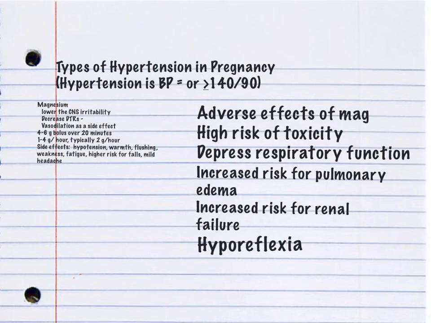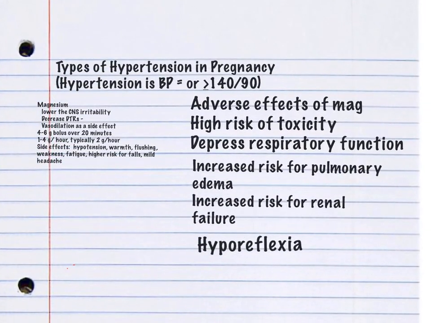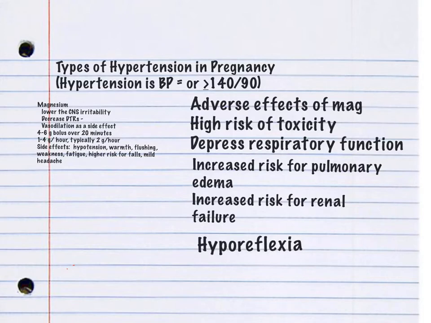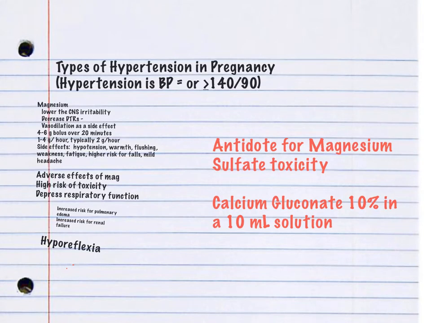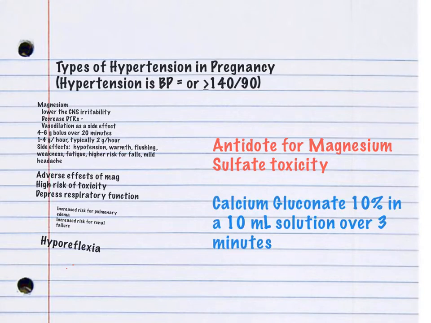Now, what is the antidote for magnesium, you guys? Your medication templates. And I'm not looking for anything too fancy here. So the antidote for magnesium toxicity is calcium gluconate. This is another thing for your templates. And what we give this in, it's 1 gram in a 10% solution in 10 mLs. And it's given IV push. Now where I work, over 3 minutes. It has to be a slow IV push. You cannot give this rapidly. Okay?